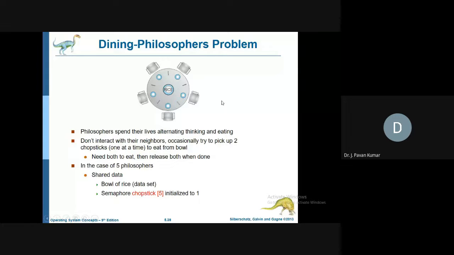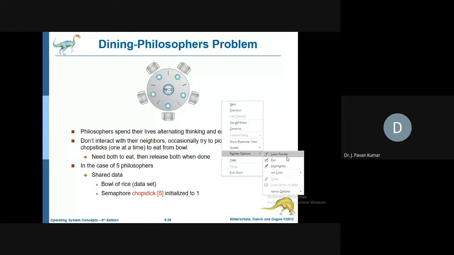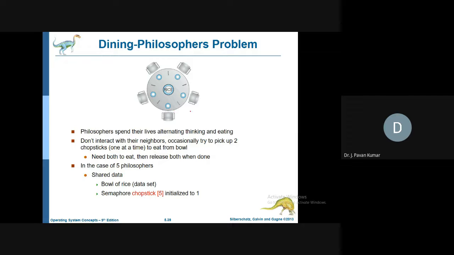In the last class, we have seen classical process synchronization problems like the bounded buffer problem, then the readers writers problem, then the dining philosophers problem. Basically, this dining philosophers problem is like we will be having a round dining table, and we are having philosophers around the table. We are having 5 philosophers, namely 1, 2, 3, 4, 5.